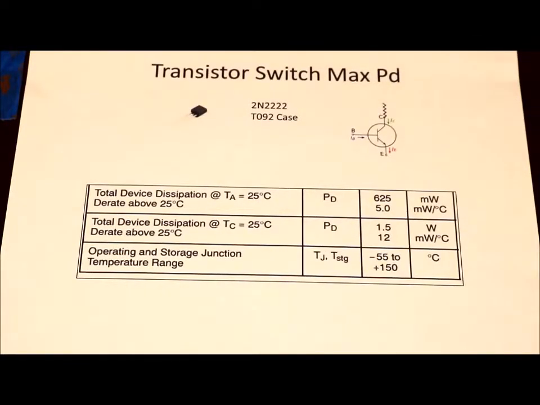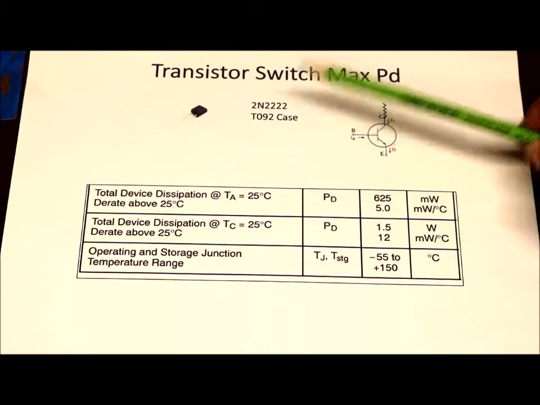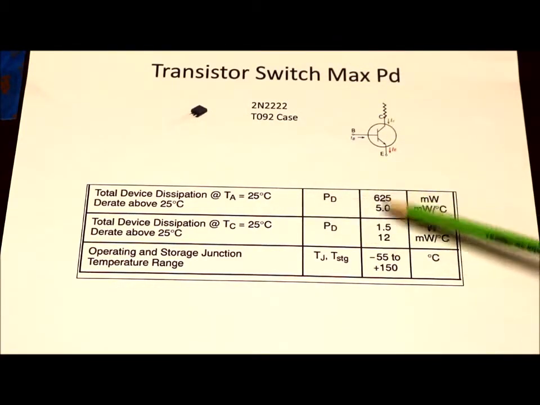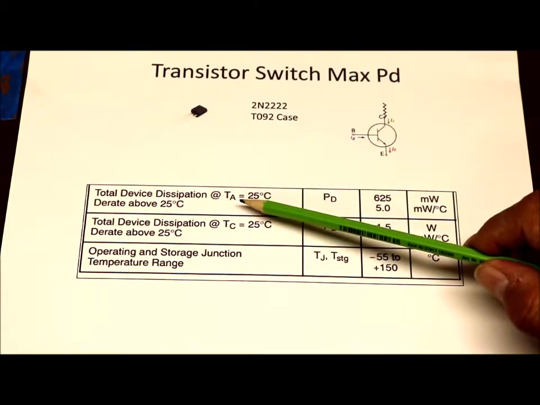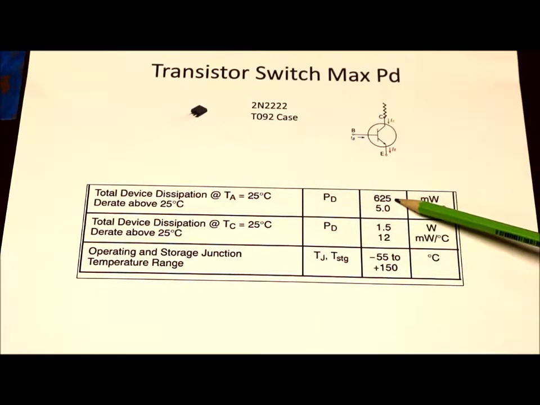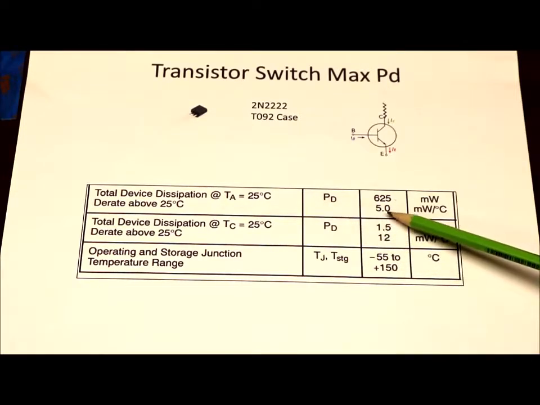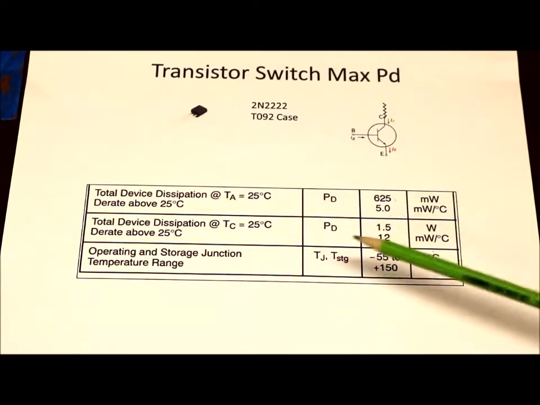Okay, here is an excerpt from a data sheet which talks about the maximum power dissipation for a 2N2222. Here it gives a couple of different values. The total device dissipation with the ambient at 25C is 625 milliwatts, as we saw before. If you're above 25C ambient, then you derate it or reduce that by 5 milliwatts per degree C.